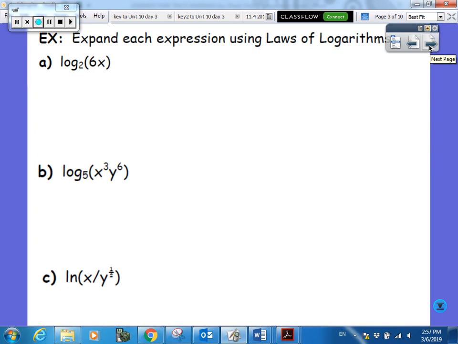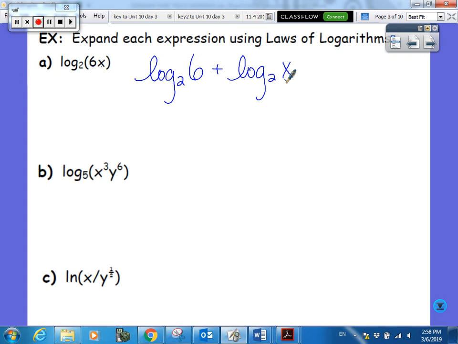Now just expand. So just using those laws to expand. This is 6 times x. So log base 2 of 6 plus log base 2 of x. How we can expand that.